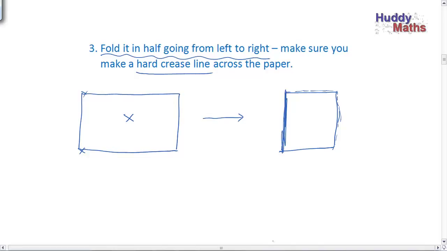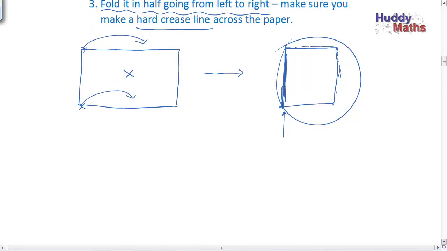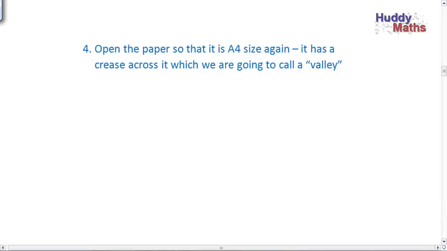Okay, if you've got that, you're going to take it over here, fold it over, crease it strongly, and that should be exactly half. It looks like that now. Okay, you got that. All right, let's go down to the next step. Open the paper so that it's A4 size again. It has a crease across it, which we're going to call a valley. So when you open it out now, it's got a crease across it here. A very firm line, so it's almost going to be like that.